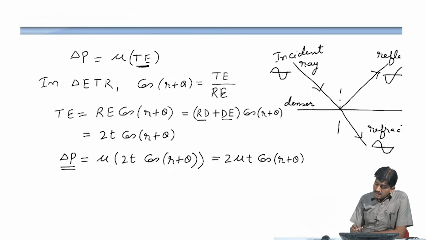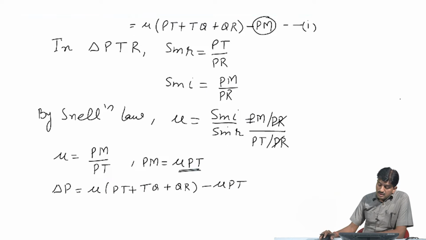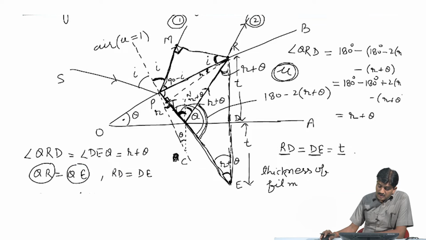In incident ray and reflected ray there is a change of pi, and in incident reflected ray there is no change in phase. And if there is a phase change of pi, it means there is a path difference of lambda by 2. If there is a phase change of pi, then there is a path change of lambda by 2. And in this article, delta p is the path difference between this reflected ray 1 and this reflected ray 2.